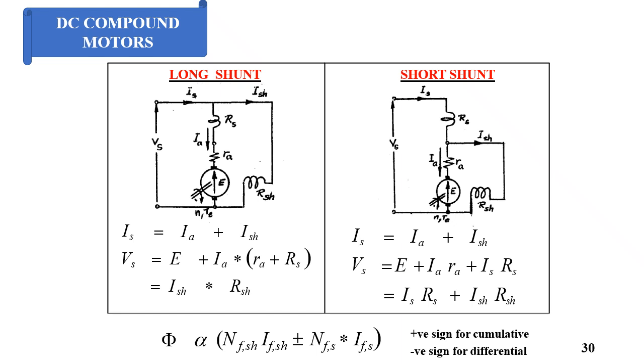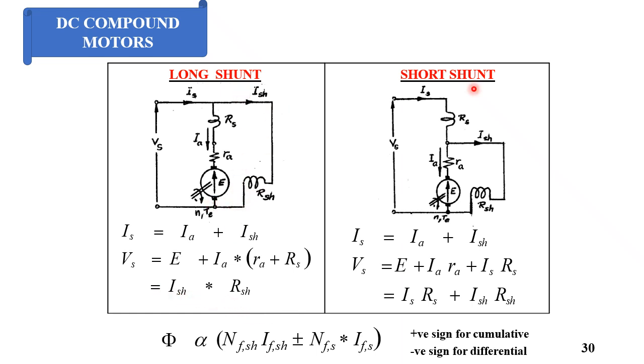For the compound motors, we have the first type, which is long shunt. In long shunt, the series field is connected in series with the armature, and this combination is connected in parallel with the shunt field, then connected in parallel with the supply. We have the supply current equals I armature plus I shunt, and the V supply equals EA plus IA times the resistance summation, which are series plus RA, and is equal to the parallel voltage across I shunt, which is I shunt R shunt.